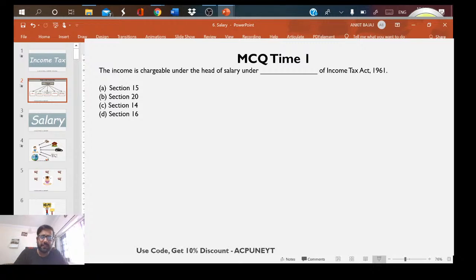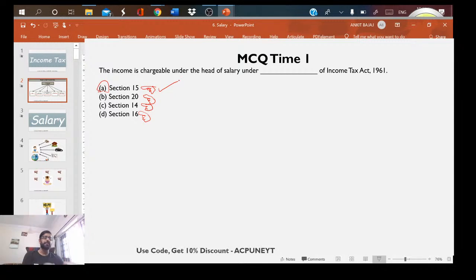Sir, what is that MCQ? The MCQ says income is chargeable under the head salary under dash section of the Income Tax Act 1961. Sir, which section? Is it 16? No, sir, 16 is for deduction. Is it 14? No, sir, section 14 does not belong to the salary chapter. Is it 20? Sir, 20 does not belong to the salary chapter. Is it 15? Yes, sir, section 15 is correct.